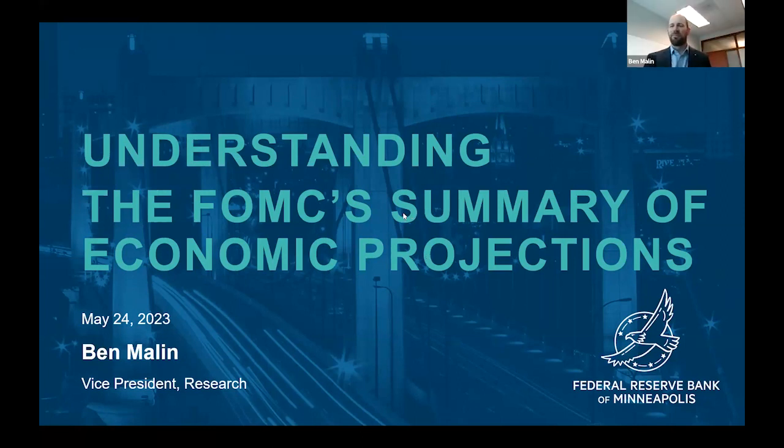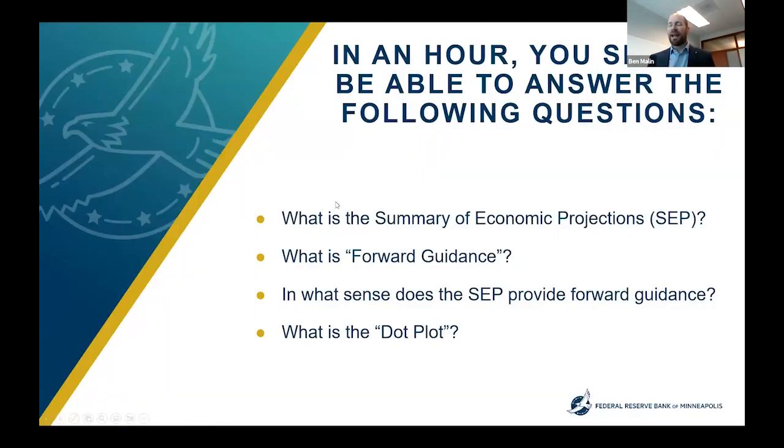Great. Thank you, Carmi, and good morning to everyone. Today, I'm going to be talking about the FOMC's Summary of Economic Projections. Now, in an hour, my goal is that you should be able to answer the following questions. What is the Summary of Economic Projections? What does the Fed mean when we talk about forward guidance? And in what sense does the SEP, which sometimes I'll use as the abbreviation for Summary of Economic Projections, provide forward guidance? Finally, what is the dot plot? Which is something you might see in the Wall Street Journal or some paper here in 3 weeks. What are they referring to when they use those words in connection to monetary policy?